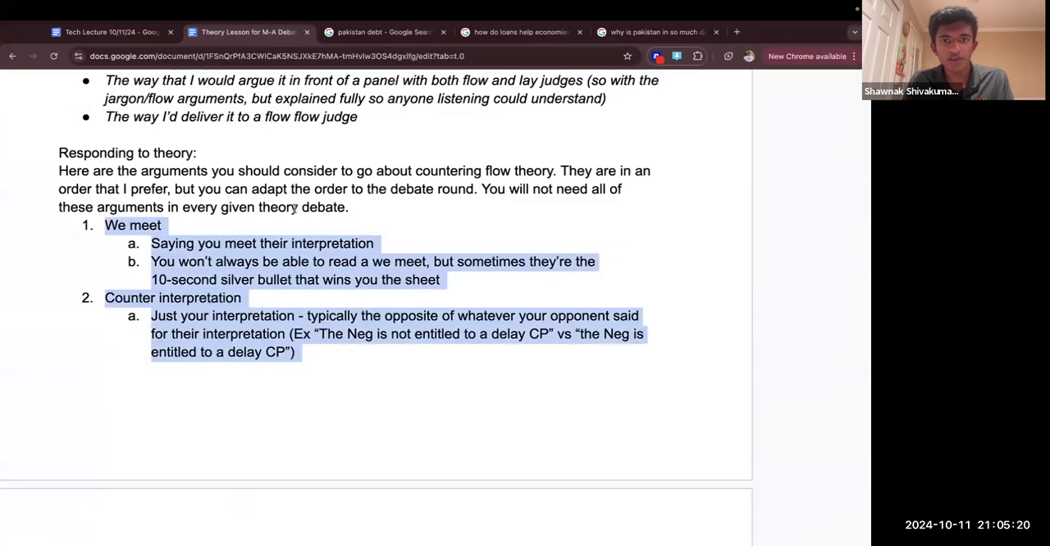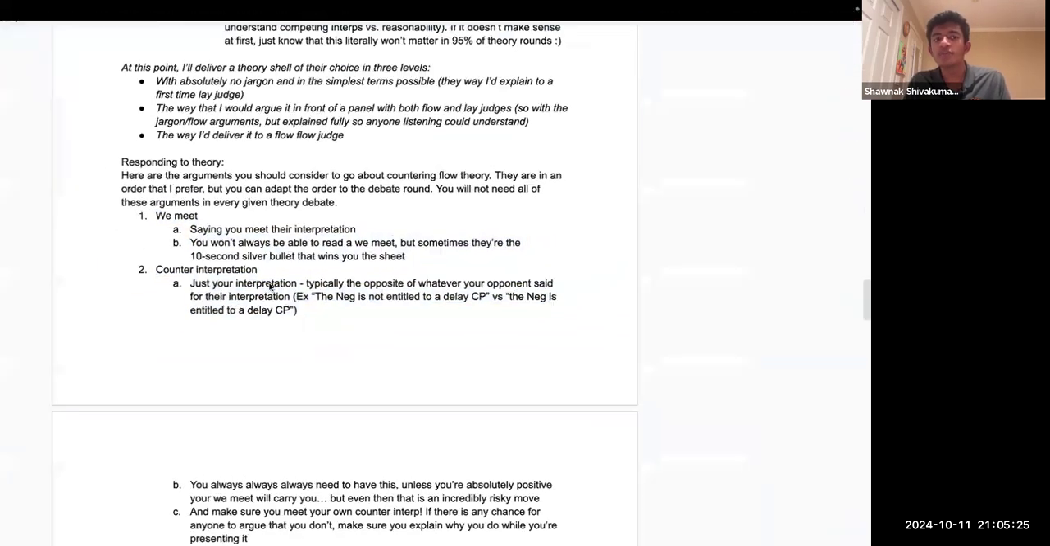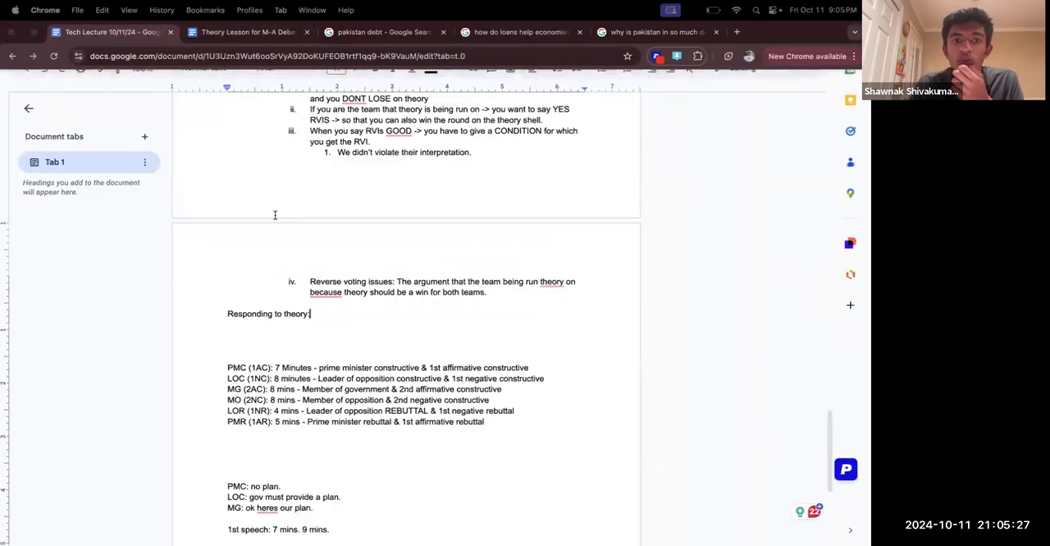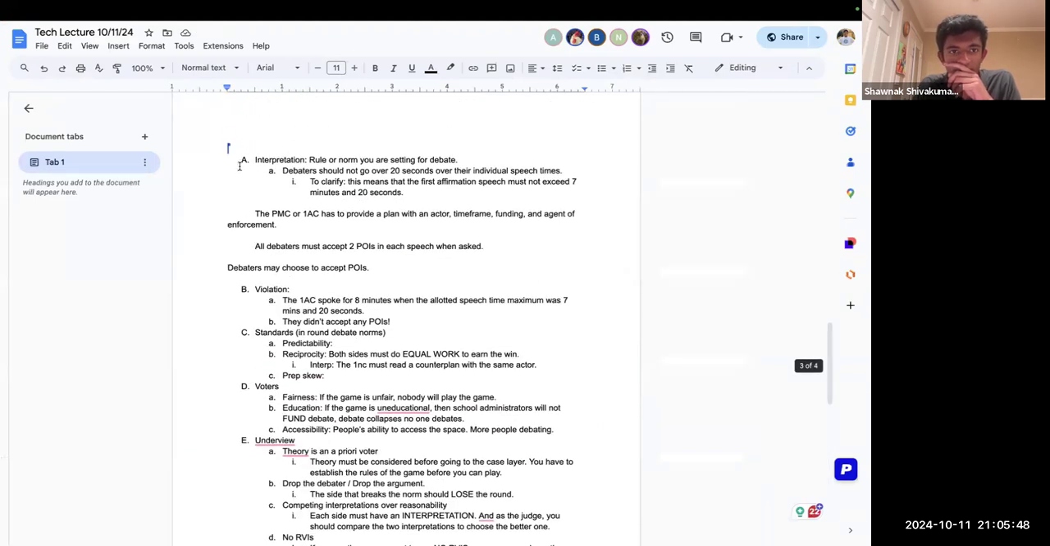So responding to theory, and this actually might be just good. But yes, you want to read both of these. So first, you want to read a we meet. A we meet is the argument that you did not violate the interpretation. So what part of the theory shell is it attacking? Can someone give me what part of this theory shell is it attacking? A, B, C, D, or E?